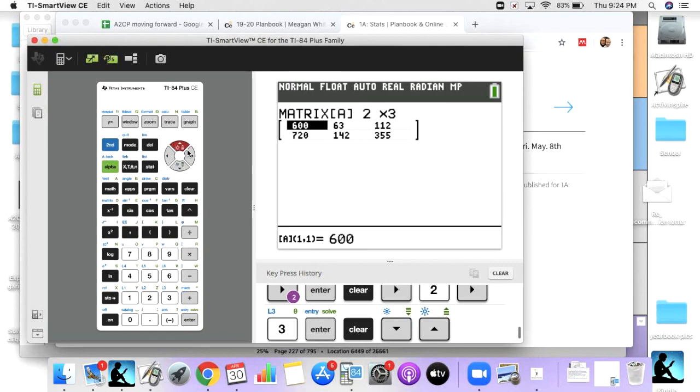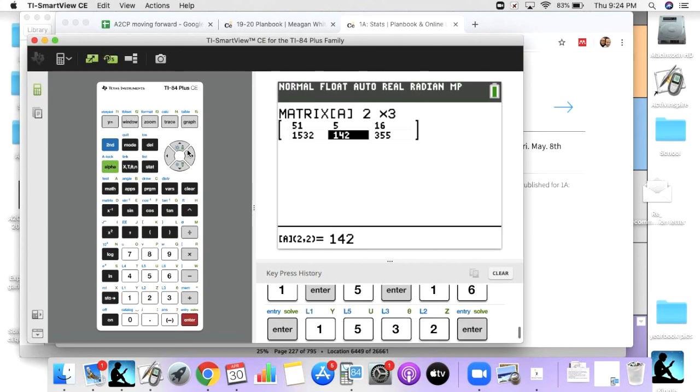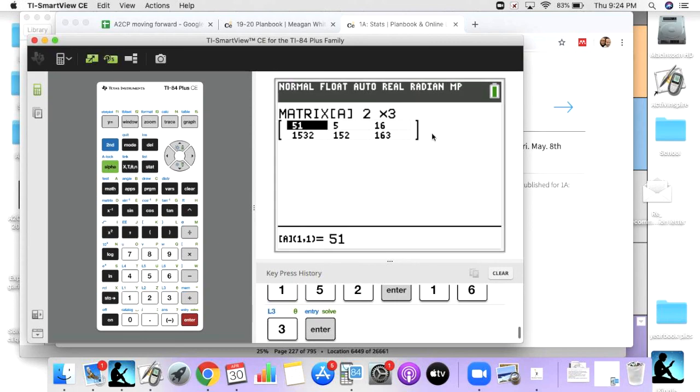So I don't have it up on my screen right now, but I do have a worksheet here. In that first cell, it's going to be 51, followed by 5, followed by 16. And then the next ones are 1,532, followed by 152, and 163. Nice smaller table, okay? So we have all of our cells in. There's our little two-way table. I am ready to run my statistical test.